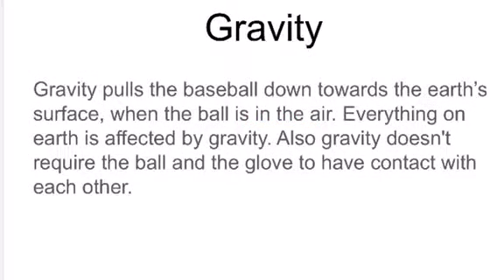Gravity pulls the baseball down towards the Earth's surface when the ball is in the air. Everything on Earth is affected by gravity. Also, gravity doesn't require the ball and the glove to have contact with each other.